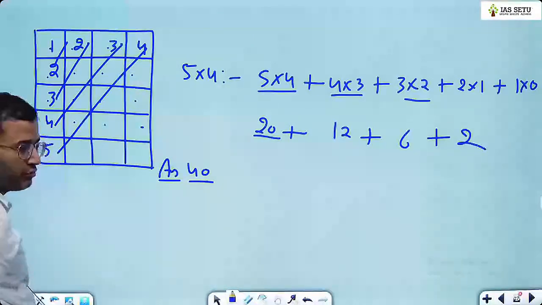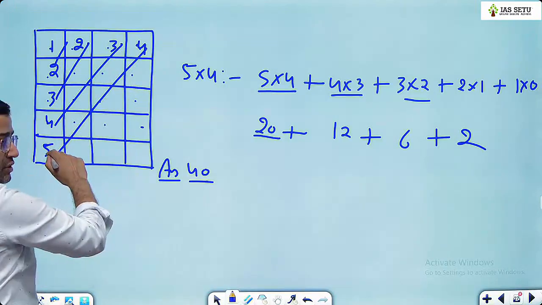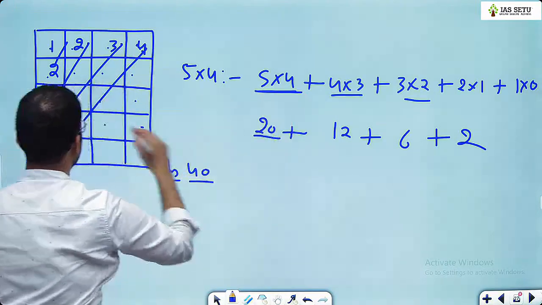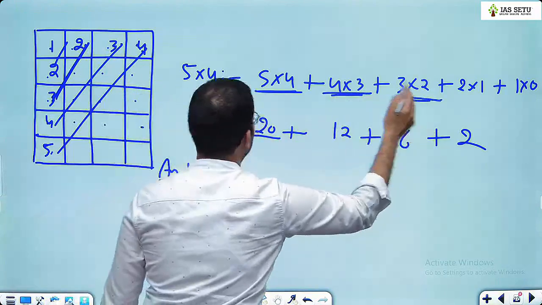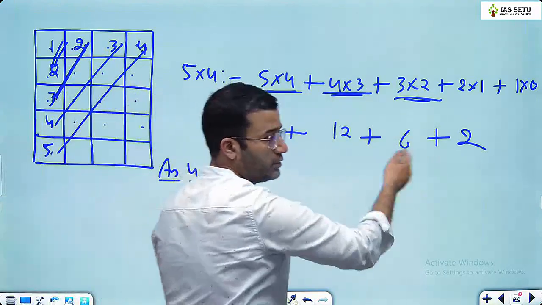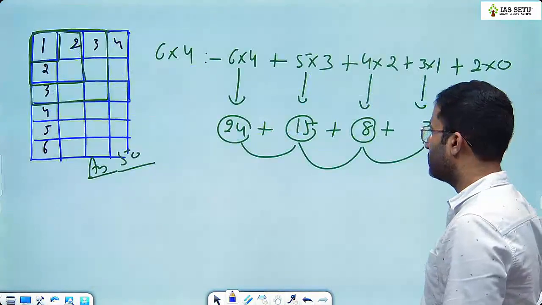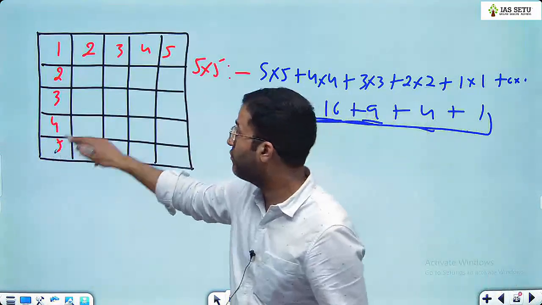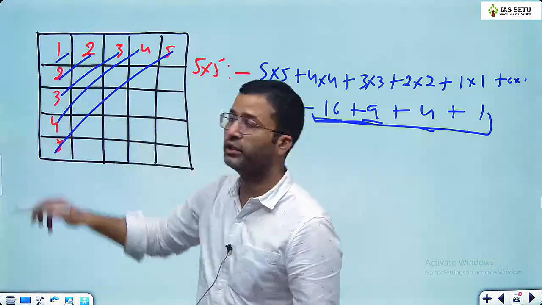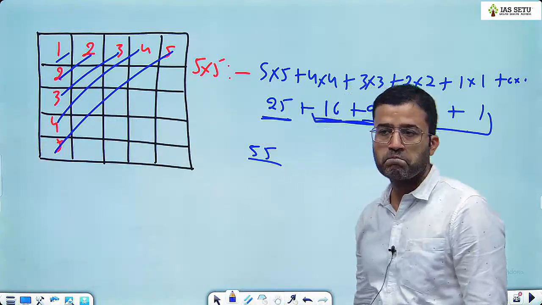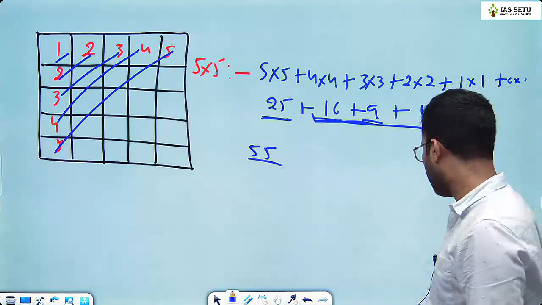Yes, this is also one of the ways. Some teachers teach like this. You can do it this way too: you start with 5 into 4, then 4 into 3, then 3 into 2, then 2 into 1. Then you add. Or in this one also 5 into 5, 4 into 4, 3 into 3, 2 into 2, 1 into 1. But it's the same, whichever you write, the result is the same.